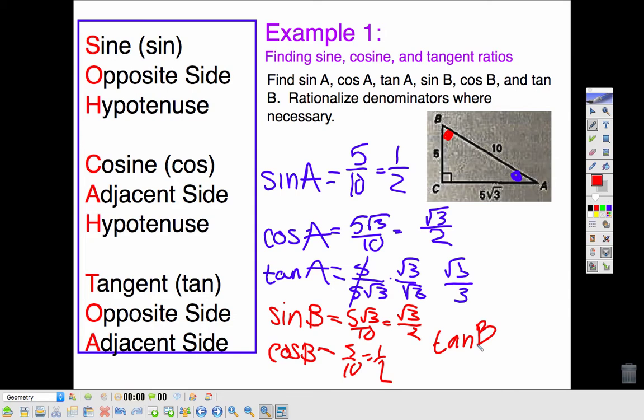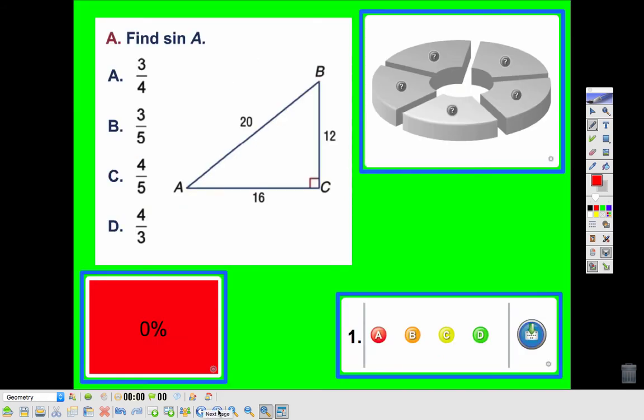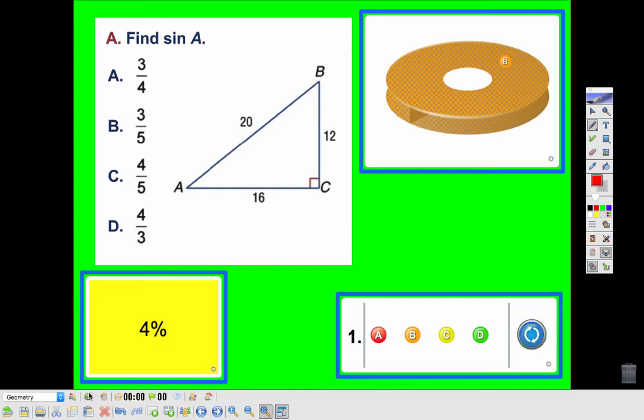And then the tangent of B, opposite, 5 root 3 over 5. What can we do with the 5s? Cancel. So tangent of B is just root 3. Okay. It's not bad, right? So give this a try. It gets a little harder.